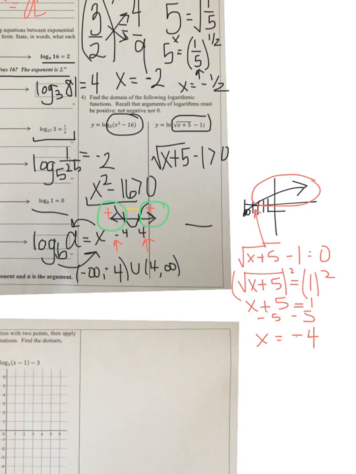So we know that from negative 4 onward is going to be positive because we'll be living above the x-axis. So in interval notation, that's going to be negative 4, not including that guy, all the way up to infinity.